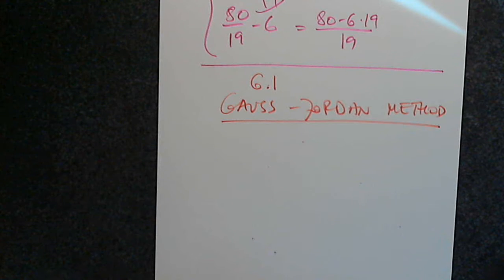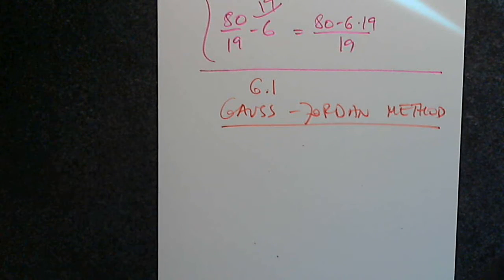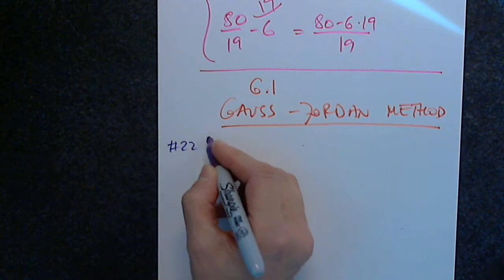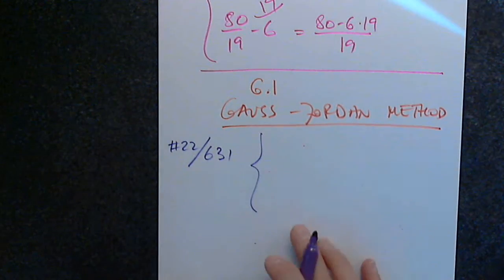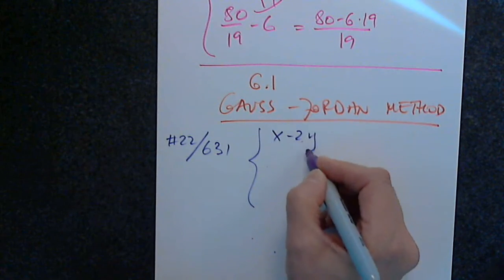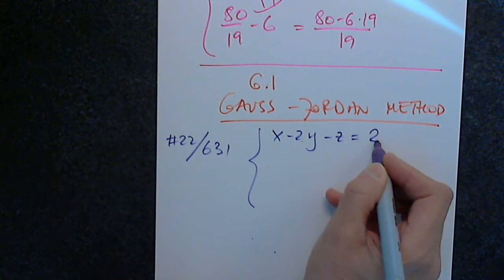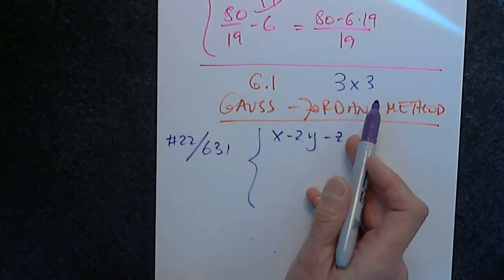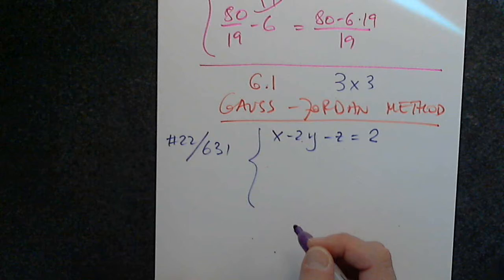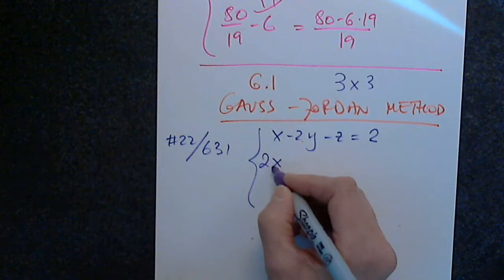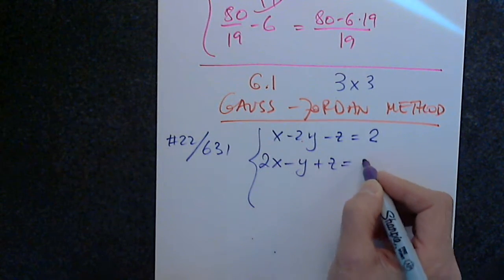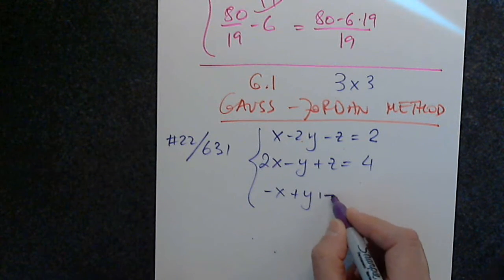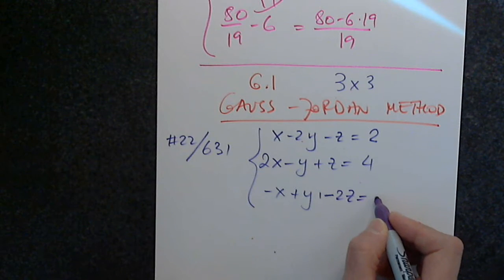So I'm on page 631, and I would like to choose a system, let's say 22 on page 631. I'm copying the system so I can put the book away. This is a 3 by 3. By 3 by 3, we mean 3 equations in 3 variables. So x minus 2y minus z equals 2. 2x minus y plus z equals 4. Negative x plus y minus 2z equals negative 4.